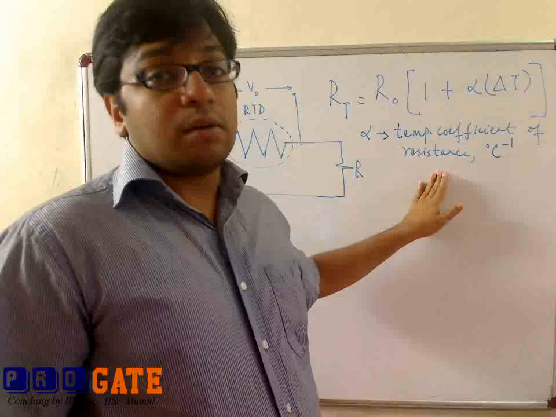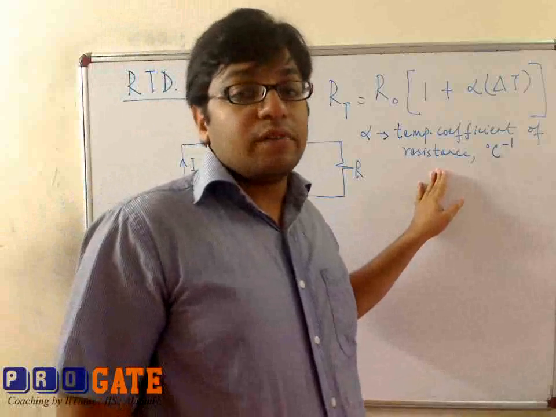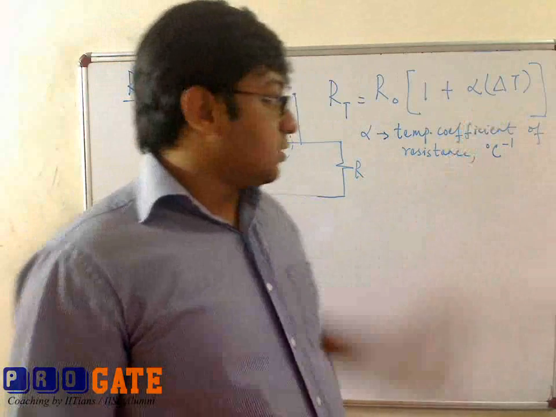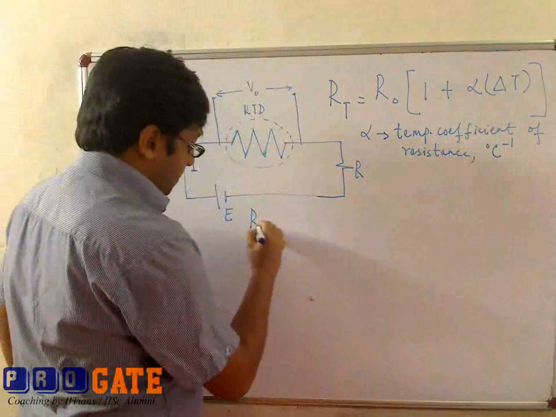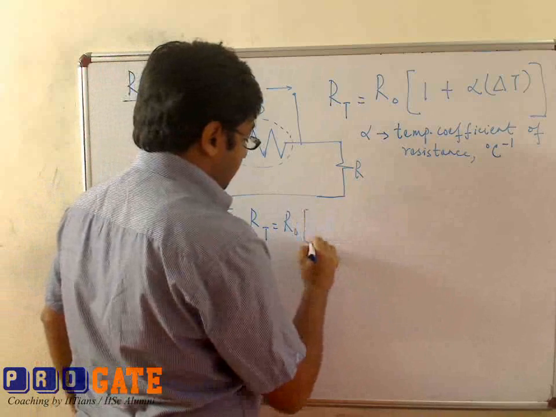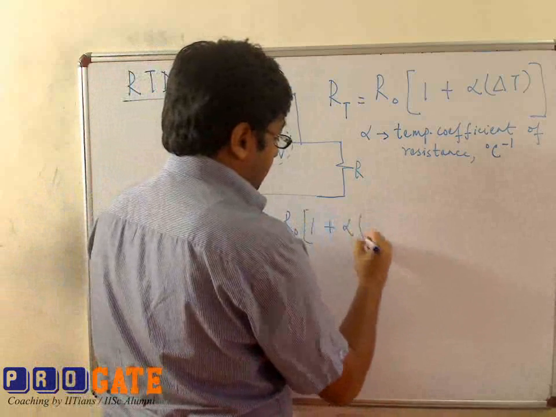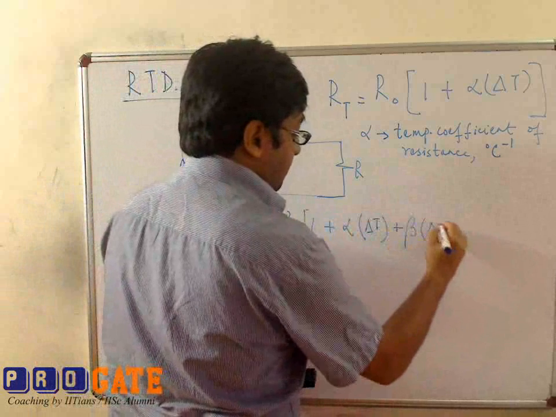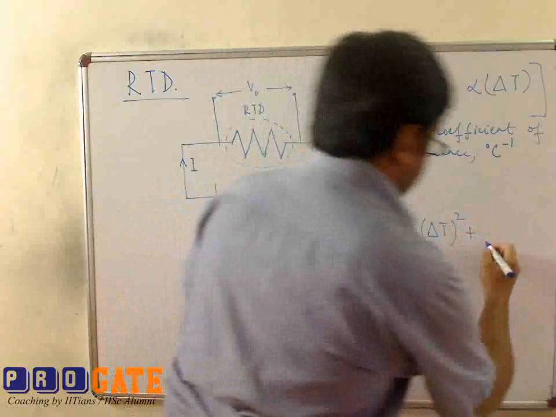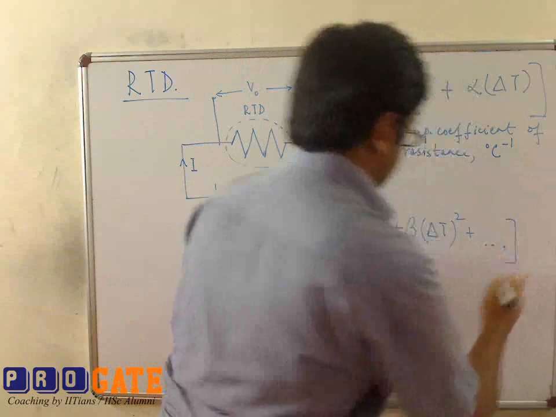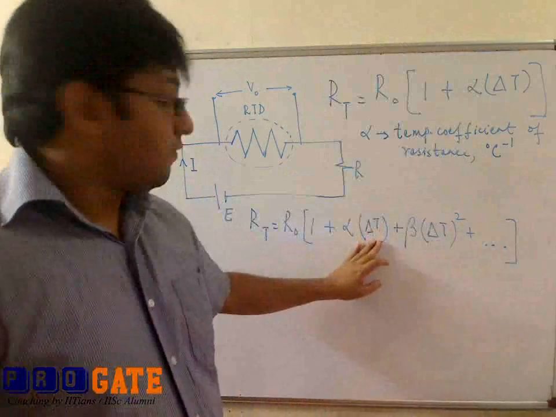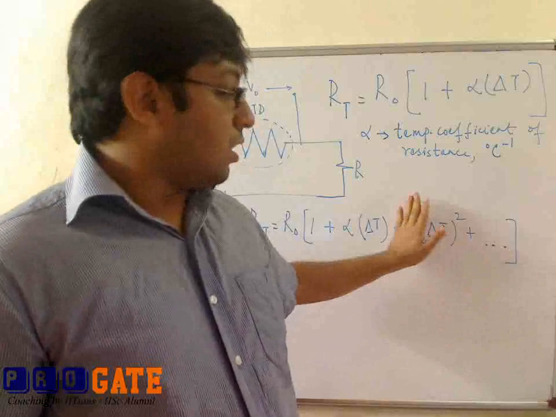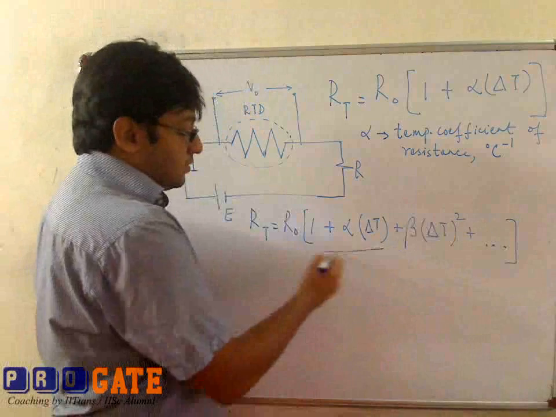Now this is called a linear approximation. This is really not the most accurate way of representing the variation of resistance with temperature. In general, the expression goes like this. In general, this is the expression where you have other higher order terms of delta T. But for a linear approximation, all higher order terms are neglected, which is why we are left with this expression.